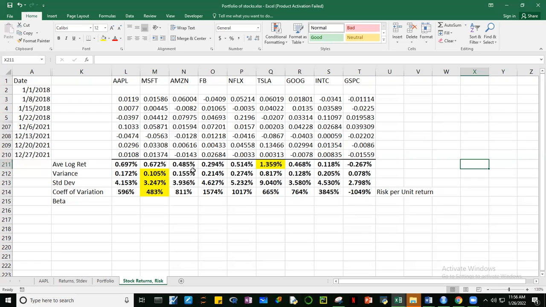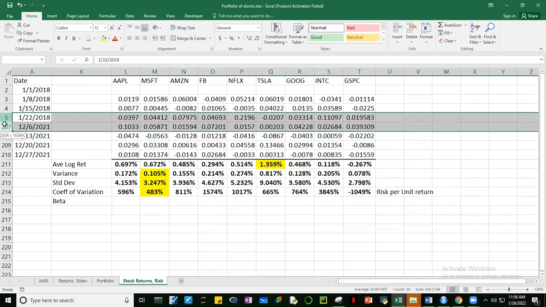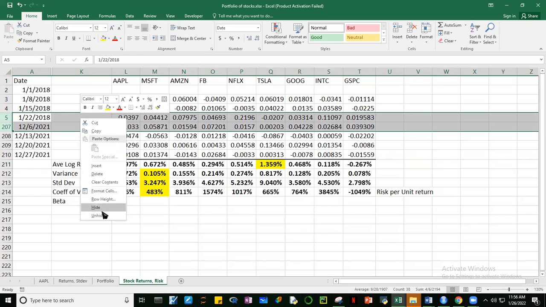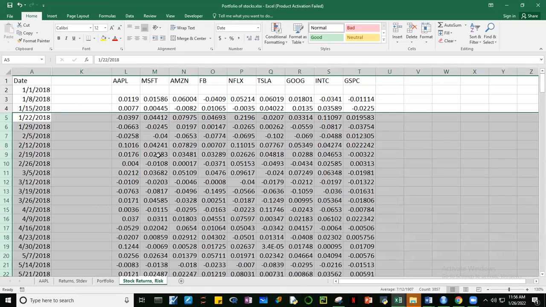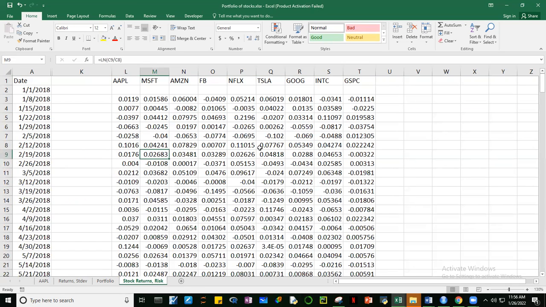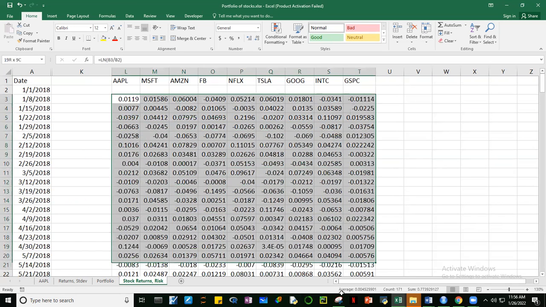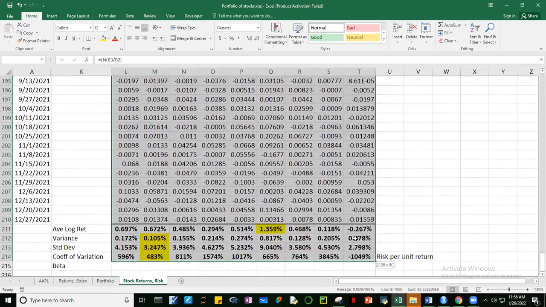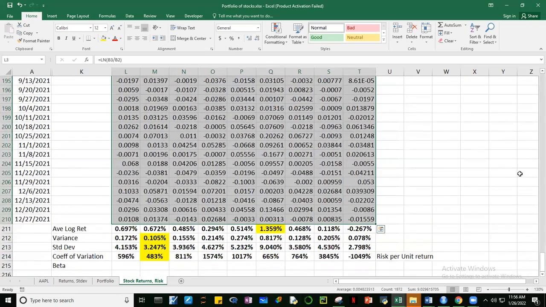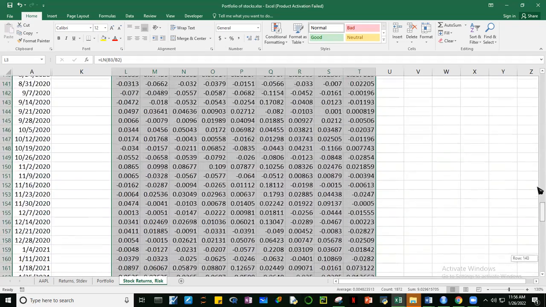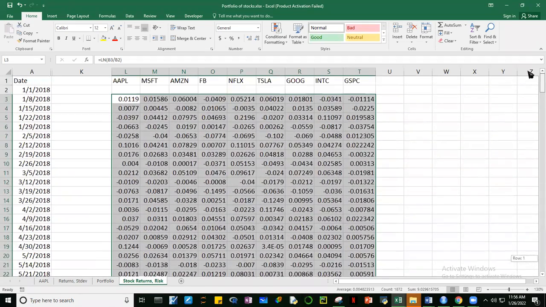Okay, so how do we now compute for the beta? We need to unhide these returns, guys, because we're going to plot our data. Okay, so we're going to plot this.